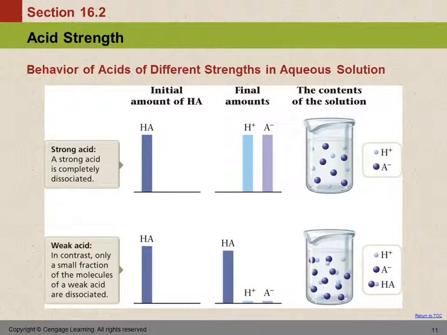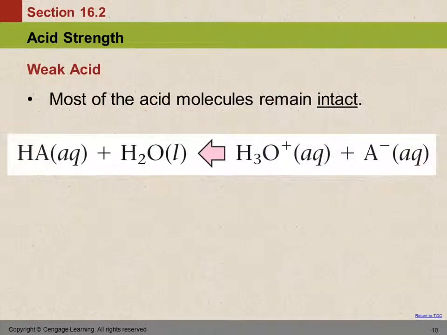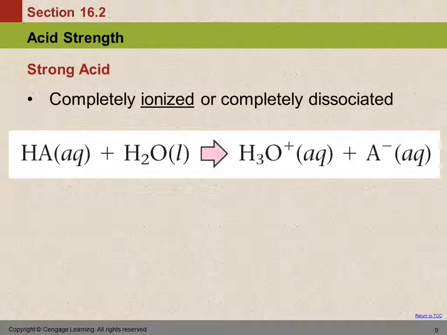How are those two equations different? That's a good question. The arrow's pointing in the other direction. So in the weak acid, it'll be mostly these guys. So if you put weak acid in water, very little reaction will occur. Whereas if you put a strong acid in water, it will react and form hydronium ions and the conjugate base of that acid. And there will be very little of this left.